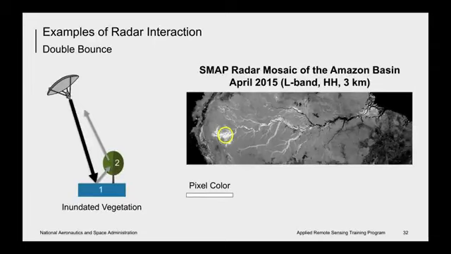The reason that it's so strong is because the signal bounces off the water, which is a specular reflector, onto the tree trunk or other components of the tree, and then back to the satellite. So we cannot measure the amount of standing water, but just that there is water above the surface. Whether it's 10 centimeters or a meter, that we don't know.